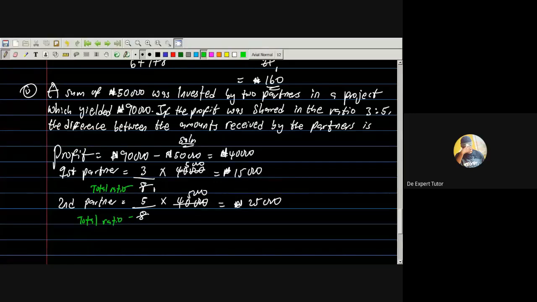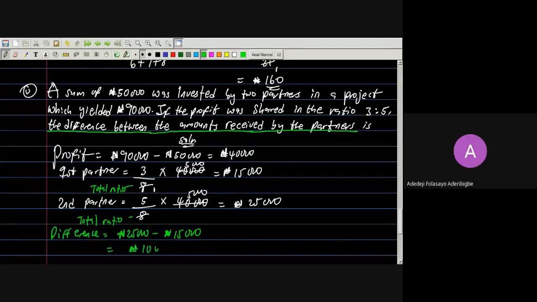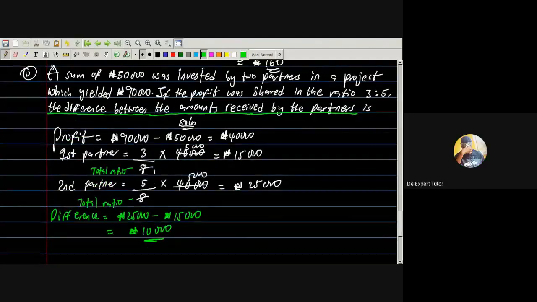They said the question is what is the difference between the amounts received by the partners. Remember, the difference means minus. So the difference in what they receive is just 25,000 minus 15,000, and that's 10,000 naira. That's 10,000 naira. Okay, so that is that for that.